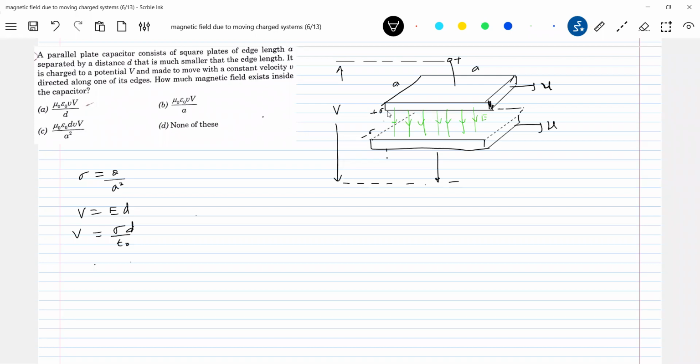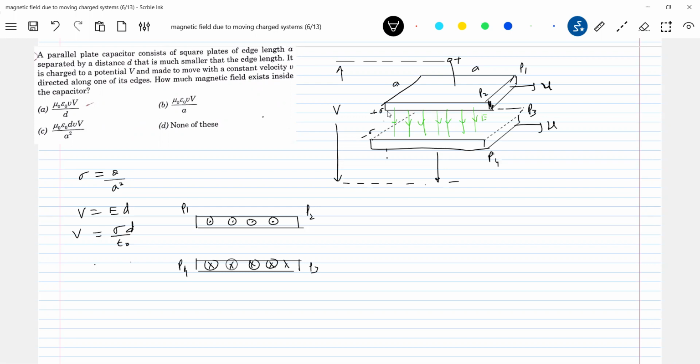So this is like two plates. This is P1, P2, P3, P4. This should be the out of the plane current. This should be into the plane, because negative charge moving means positive charge moving towards left.